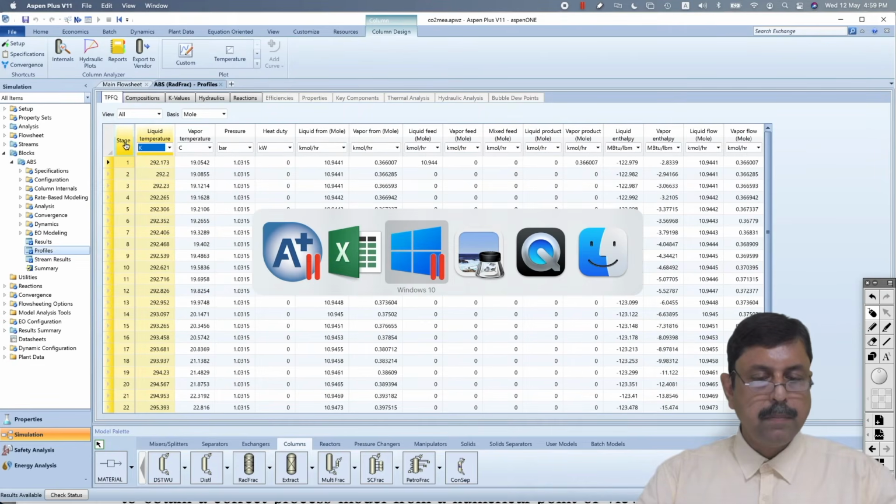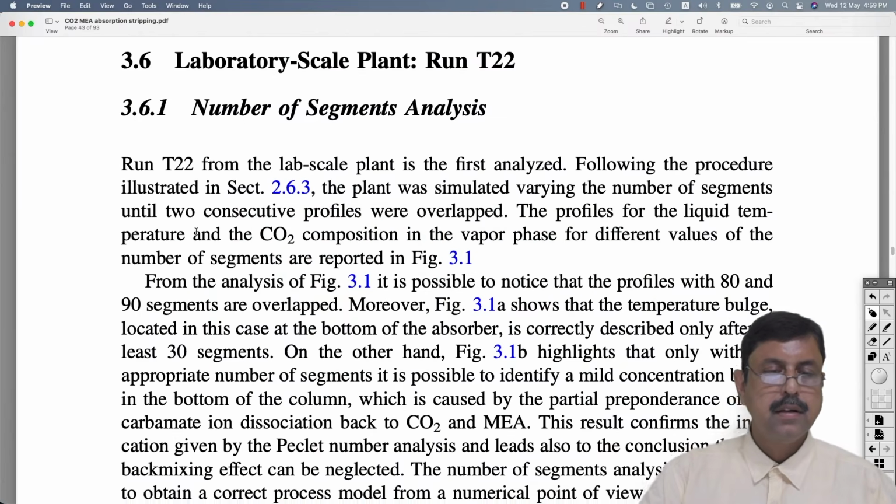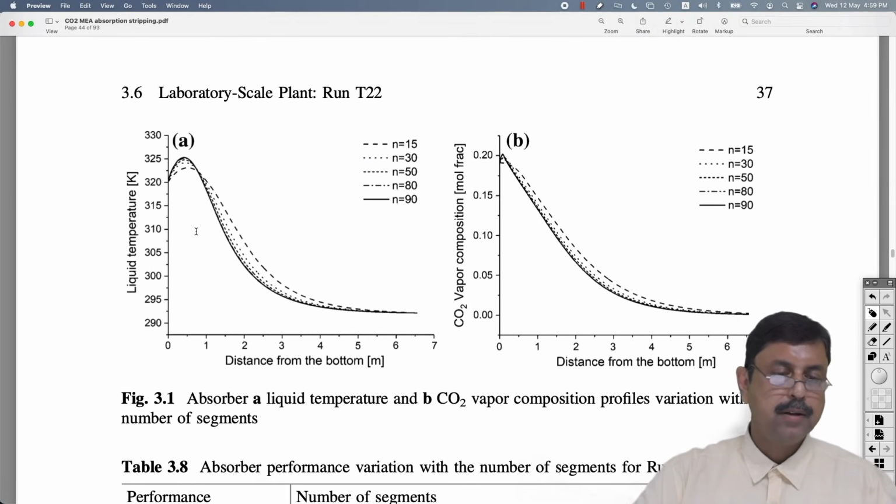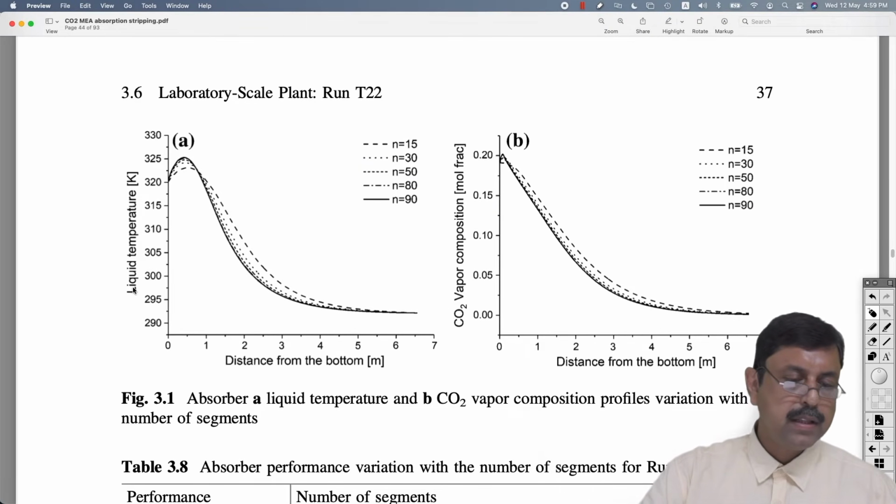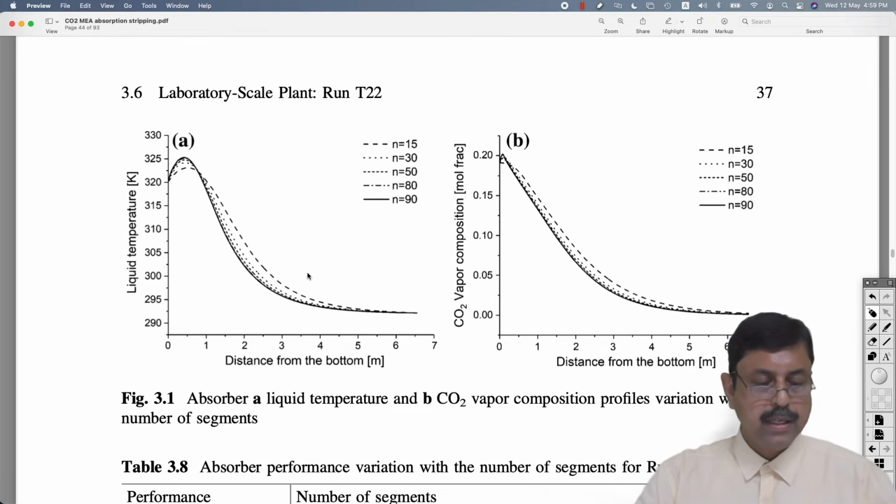Now we have to compare it with this one. Here they have given the liquid temperature versus distance from the bottom. So this is at the bottom and this is at the top. Definitely at the top the temperature will be lower and at the bottom temperature will be higher. So we should have this kind of graph. So let us see whether we get it.